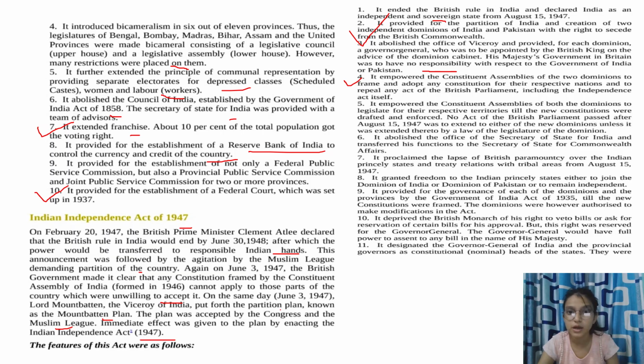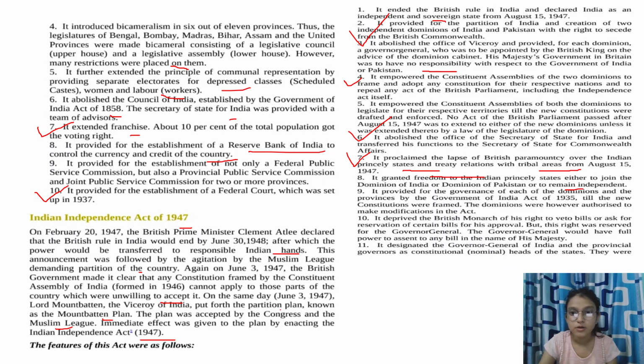It abolished the office of the Secretary of State for India and transferred his functions to the Secretary of State for Commonwealth Affairs. It proclaimed the lapse of British paramountcy over the Indian princely states and treaty relations with tribal areas from August 15. So they are giving up their hold over our Indian territory. It granted freedom to the Indian princely states either to join the Dominion of India, the Dominion of Pakistan, or to remain independent. So the option was given to choose what they wanted.